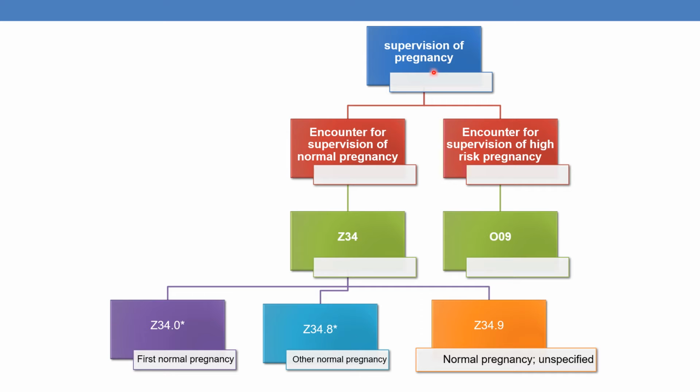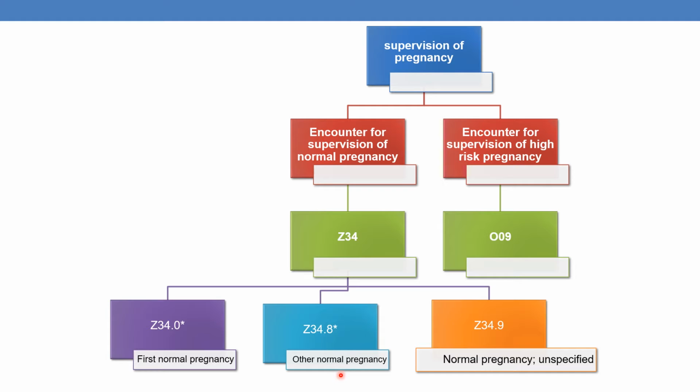Here you can see the overall supervision of pregnancy codes. For the encounter for supervision of normal pregnancy, the code category is Z34, whereas for the encounter for supervision of high-risk pregnancy, the code category is O09. And Z34 is again subcategorized. Z34.0, which is further expandable, is given for the supervision of first normal pregnancy.